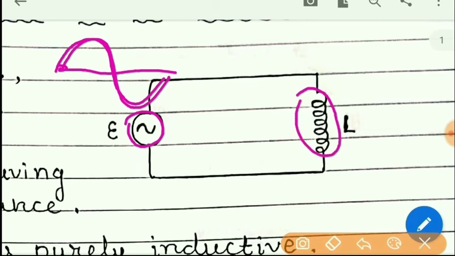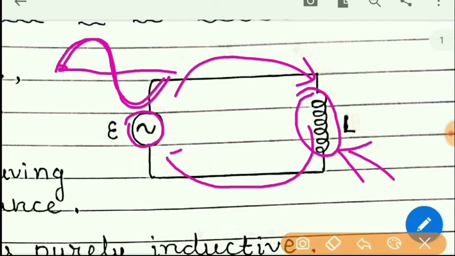This inductor produces the magnetic field. So power is used in producing the magnetic field in an inductor. So energy is stored in the form of magnetic field. And then what happens in our next half cycle? This energy is once again given back to the source. Whatever energy is obtained by the inductor from the source, the same energy is given back to the source, and so there is no loss of power in an inductive circuit.